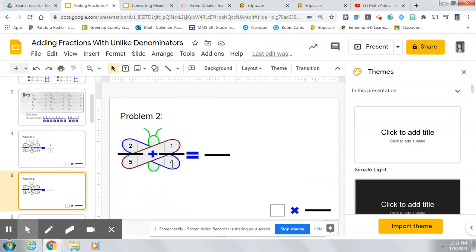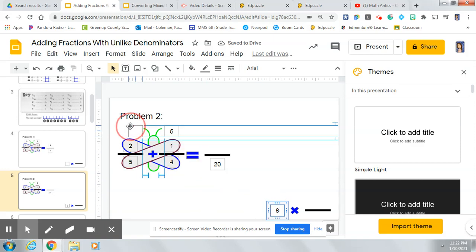I multiply the denominator times denominator to get my denominator. So 5 times 4 would be 20. 20 is my denominator. To get my numerators, I have to multiply my wings. So 5 times 1 is going to be 5. It's going to go above the purple wing. 2 times 4 is the blue wing. So 2 times 4 is 8. Going to put that above the blue wing.